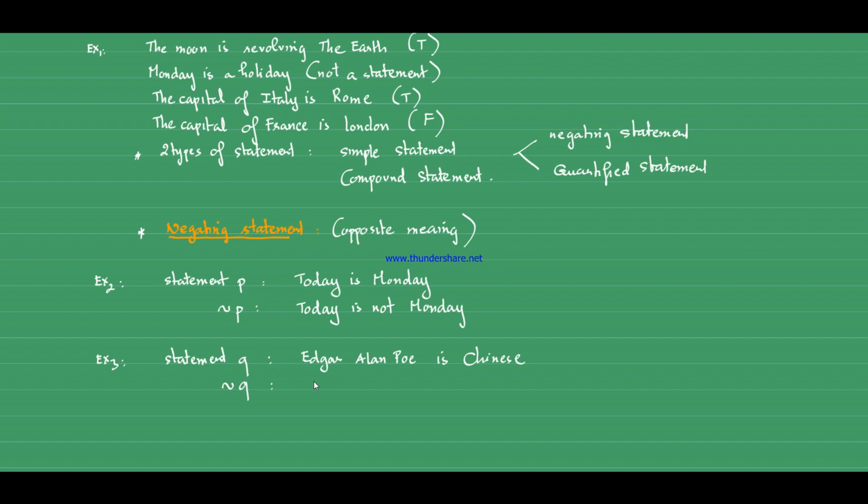Then I negate it by writing, Edgar Allan Poe is not Chinese. Here you go. That is how you create a negating statement. Let me write this. Yeah, Chinese. Good. So you just play with the grammar a little bit. You put the not over there, then you can negate the statement easily.